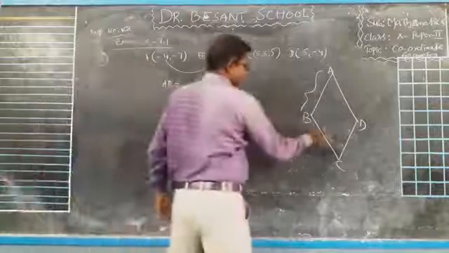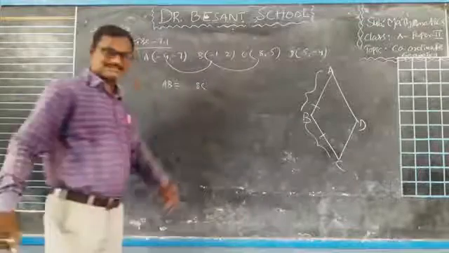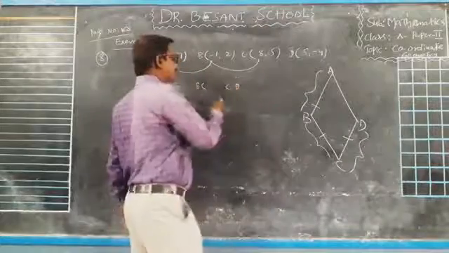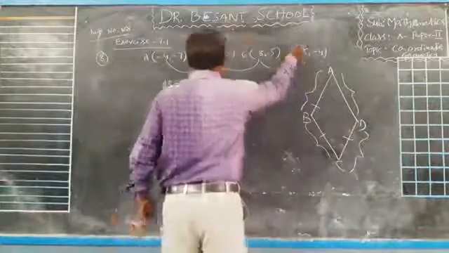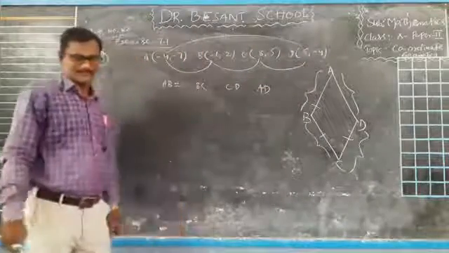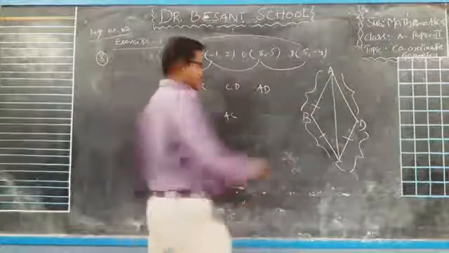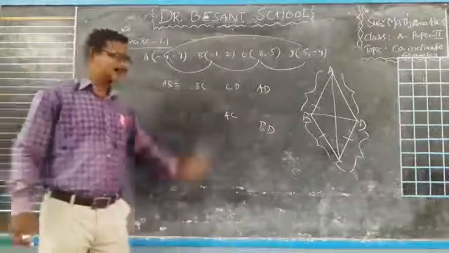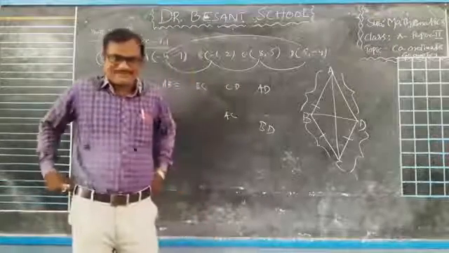Next you find BC distance by using the same formula. Next you find CD distance, and next AD distance, by using the same formula. After that you find the diagonal AC, and then the diagonal BD, using the same formula. Okay, children. Here how many distances do you have to find? 6 distances, 4 sides and also 2 diagonals.